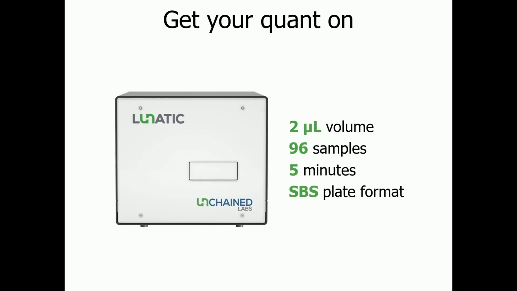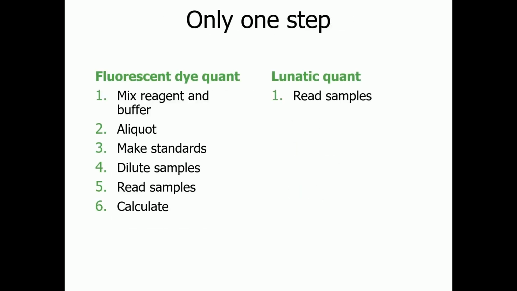Lunatic is a full-spectrum UV-Vis spectrophotometer, which only requires 2 microliters per sample and no dilution steps, reagents, nor standard curves. Lunatic can measure up to 96 samples at a time in about 5 minutes, and our plates have a standard SBS footprint and a standard well layout, so they're compatible with liquid handling robots and multi-channel pipetters. Lunatic gets results in a single step. Unlike fluorescent dye quantification, just read the samples and then move on to the next important experiments with your quantifications in hand.